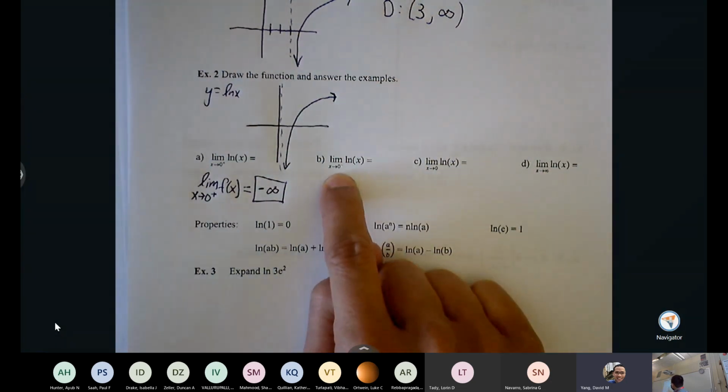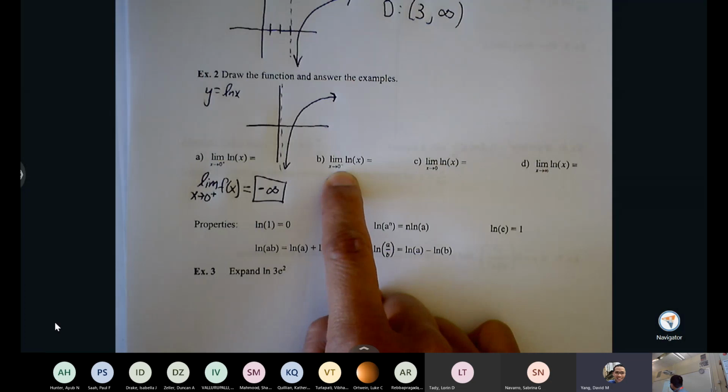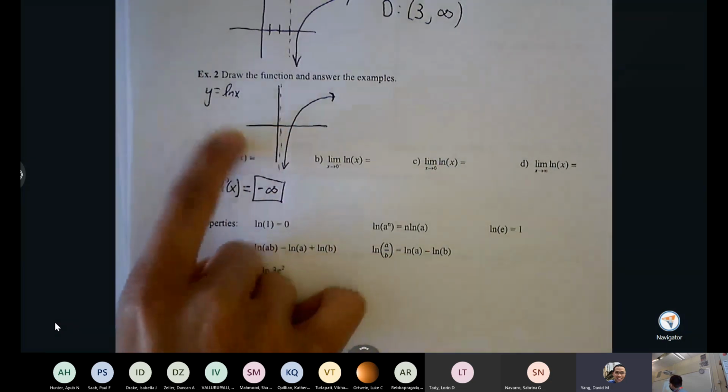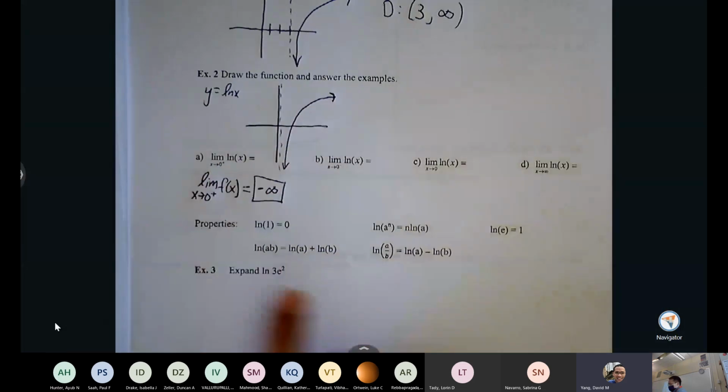Okay, limit as x approaches 0 from the left side of 0. That means we need to start at a point to the left of 0. It's undefined, right? We have no point to start with, so there's nothing to work from. So yeah, it doesn't exist.